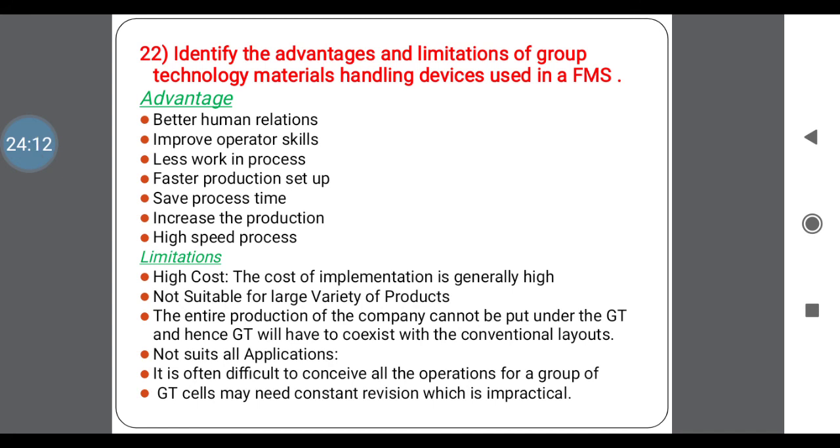Next, limitations. First one, mainly it is a high cost. Next, not suitable for a large variety of products. It is only suitable for small products. Next one, it requires high skilled labor. It does not suit all applications. It is often difficult to continue all the operations for a group of GT classes, which may need constant revision, which is impractical. Means it requires a continuous repetition of process, but it is highly impractical in a work process. These are some advantages and limitations of group technology and material handling devices in FMS.